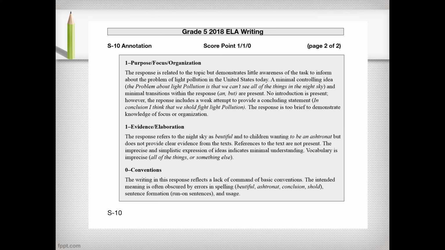Because with only 2 sentences, they're showing so many errors that you almost have to give it that 0. But again, it's going to be scoreable because it is related to the topic. It does refer to the night sky as beautiful and children wanting to be an astronaut, but it's not really clear evidence from the text. There's no references. So they have an idea of what they were reading about and what the topic is. So it's enough to be scoreable, but it's going to really hit that lowest score on the domain and on the rubric.